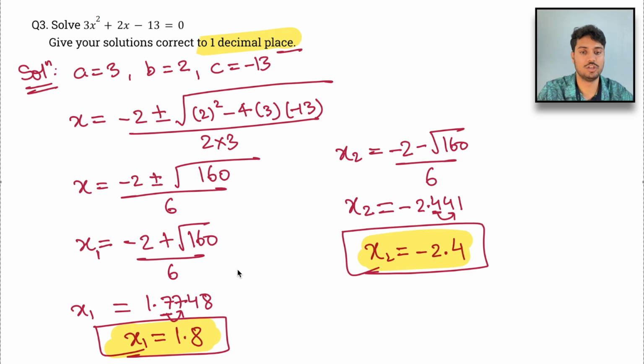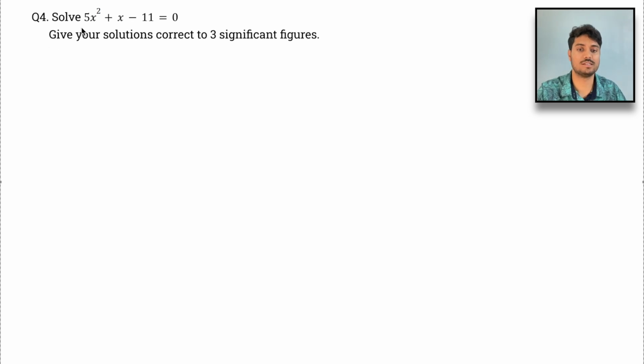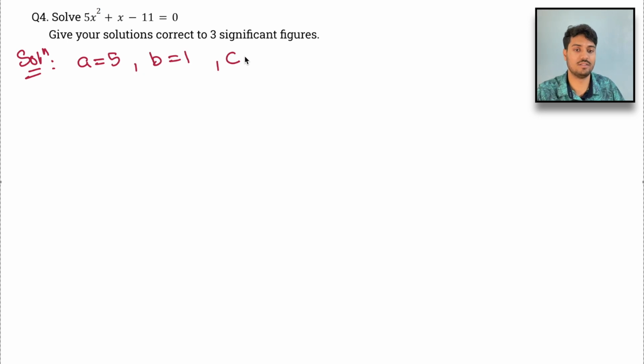Let's check next question. Question number 4. It says solve 5x square plus x minus 11 equals to 0. Let's try to solve this one. First list down the value. A is 5, b is 1, and c is negative 11.